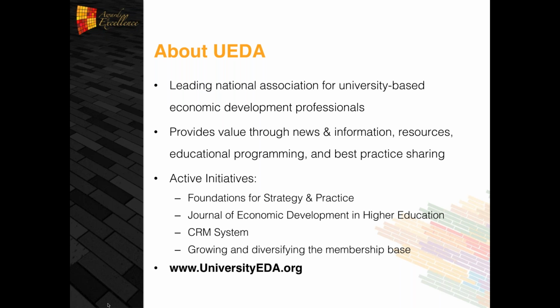The association is driving some exciting new initiatives, and I'd like to share just a few of those with you. About a year and a half ago, we released the Foundations for Strategy and Practice along with the Association for Public and Land-Grant Universities, and it really helps define the role of institutions of higher education in economic development. It provides a taxonomy of programs, and it's meant to inspire institutions to reinvent the relevant college or university for the 21st century. It really also pushes institutions to think comprehensively about how economic development and engagement activities connect to each other through that taxonomy, as well as to the institution's core mission activities.